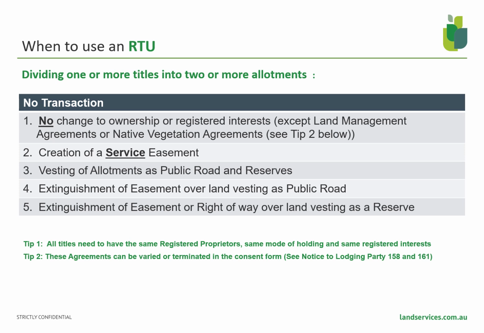Secondly, if preparing an RTU, then service easements are the only new easements that can be shown on the plan of division. Any existing easements that may also be shown on the plan can be ignored. Thirdly, if the plan is showing public roads or reserves being created, it is okay to prepare an RTU, as they will automatically vest in the name of the council. Finally, the last two notes relate to the extinguishment of easements over land vesting as public road or reserve, which are not considered transactions and therefore an RTU could be used.